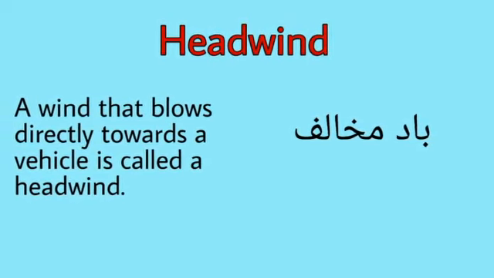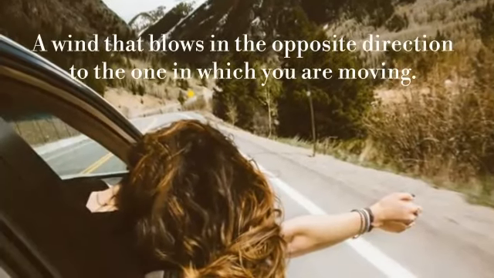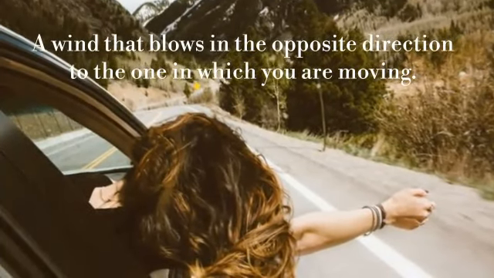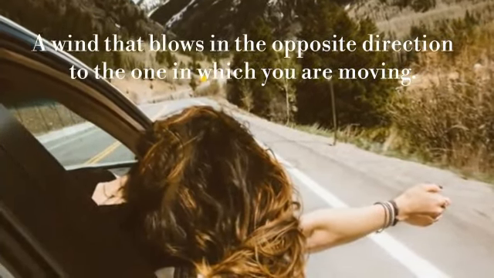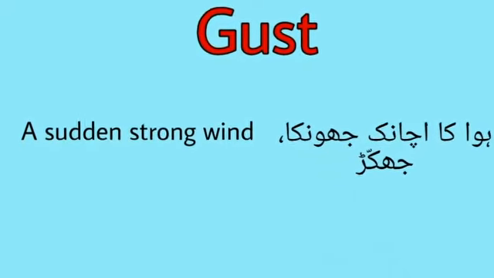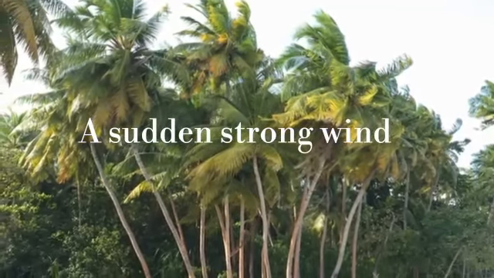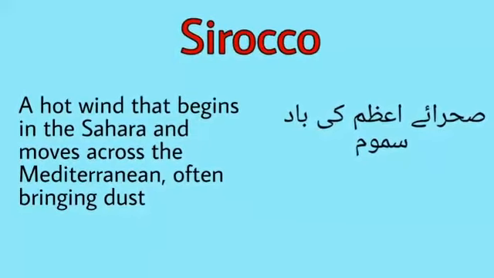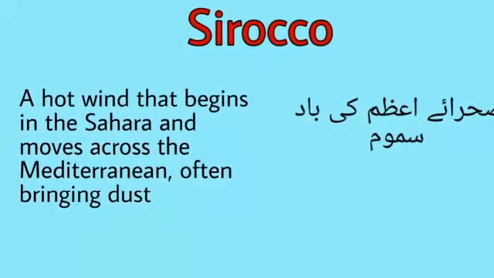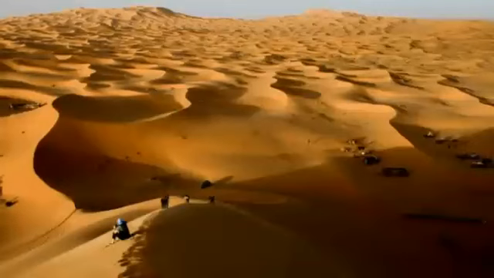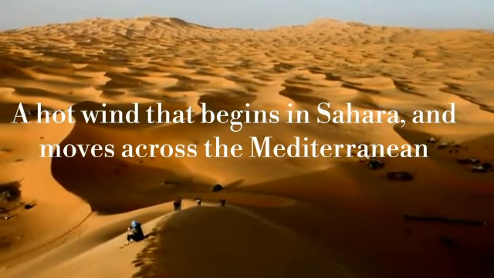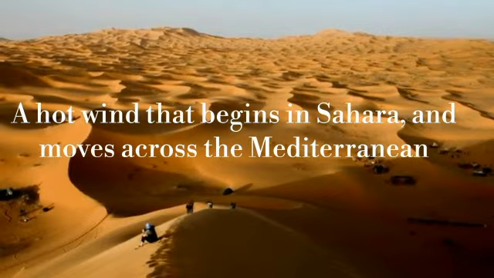Headwind. It is a wind that blows directly towards a vehicle. Gust. It is a sudden wind which is very strong. Sirocco. It is a hot wind that begins in Sahara and moves across the Mediterranean.